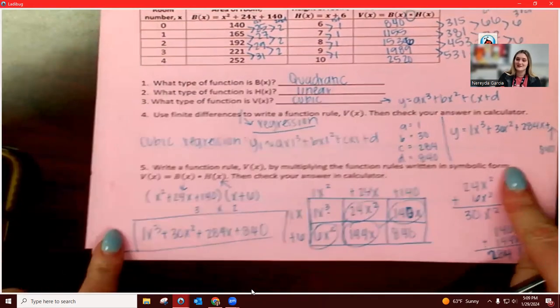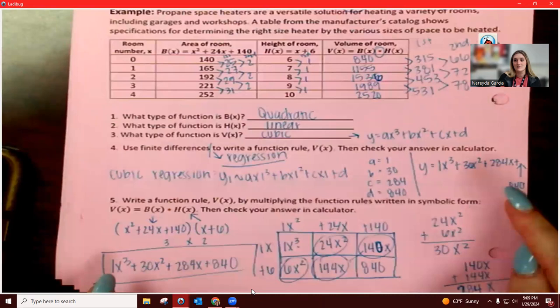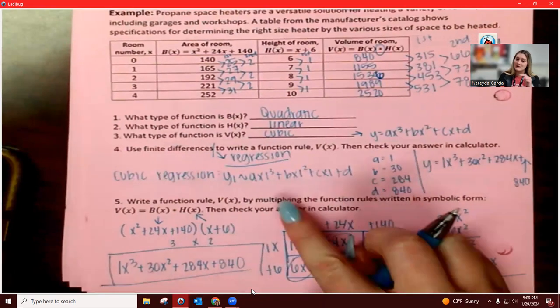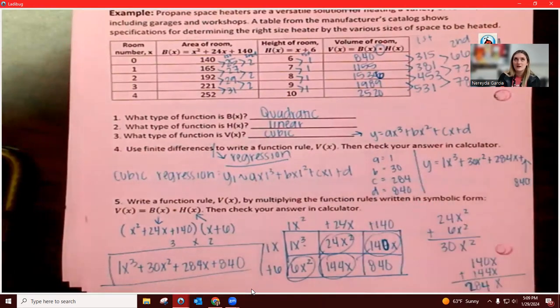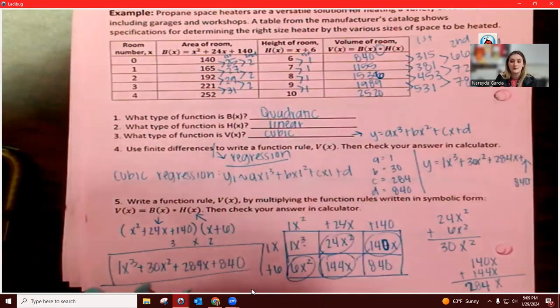Now, crazy enough, it matches the same function as when I ran my regression. So the other day, I was telling you they go hand in hand, one's easier and one gets things done a little bit faster.